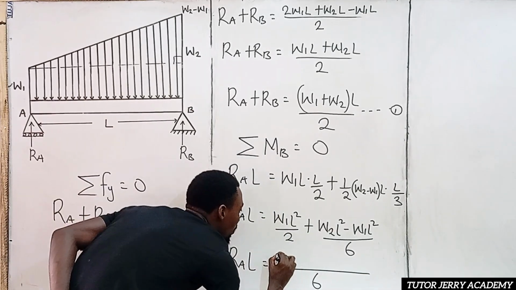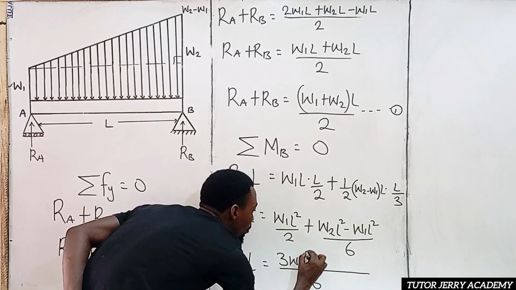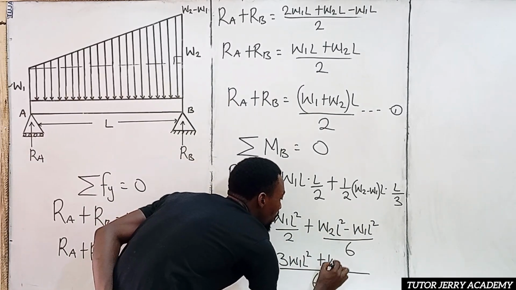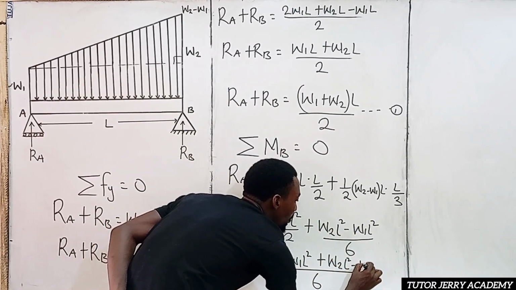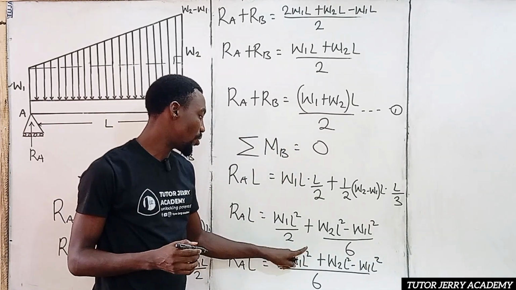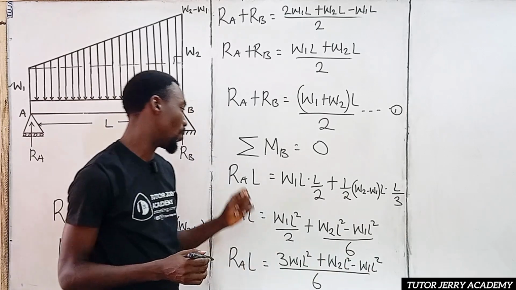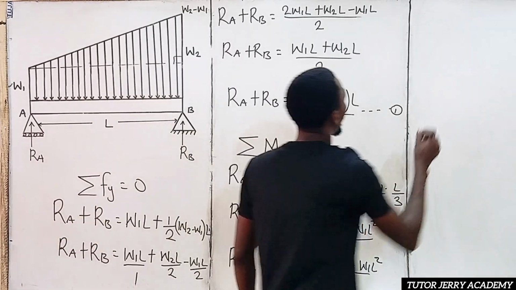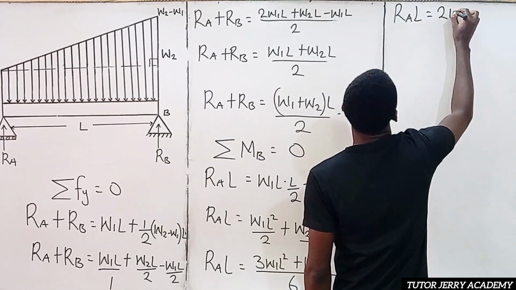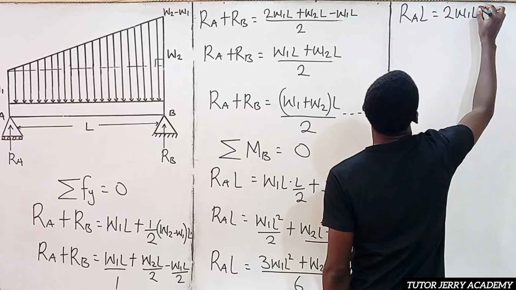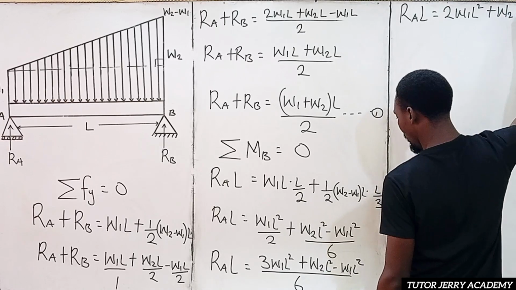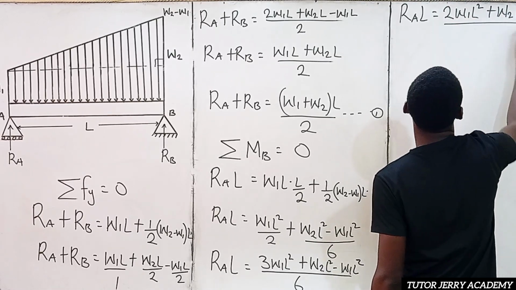3 multiplied by this is what? 3W1 L square plus 6 in 6 is 1. 1 multiplied by everything we have here is going to be W2 L square minus W1 L square. Alright. So now the next thing is 3W1 L square minus W1 L square. That is what? 2W1 L square. So we are going to have R subscript AL will be equals to 2W1 L square. Then we are going to be having plus W2 L square. All right. All over what? All over 6.